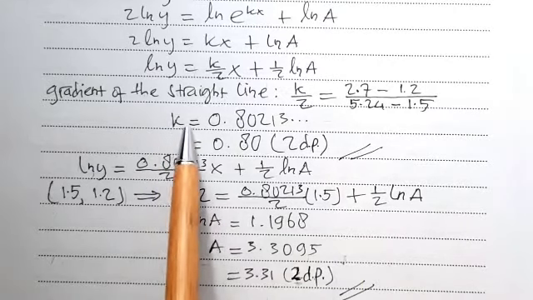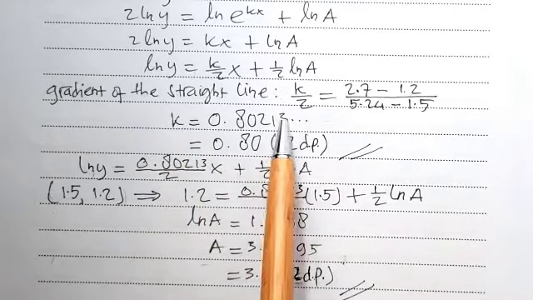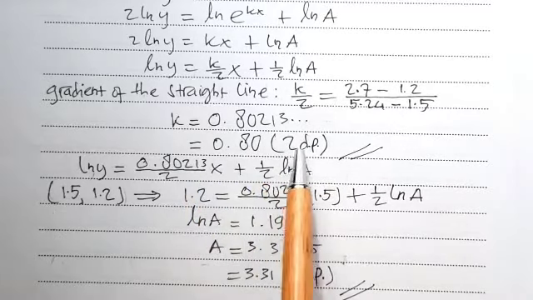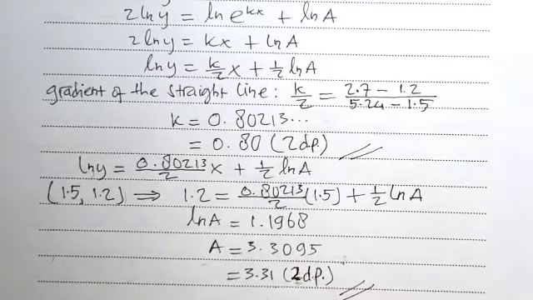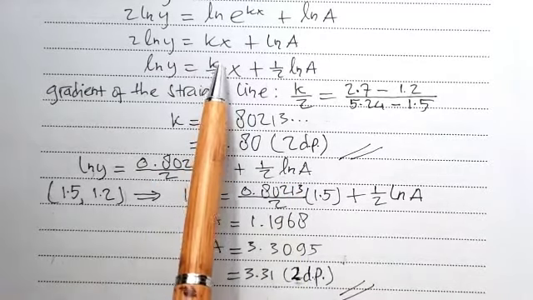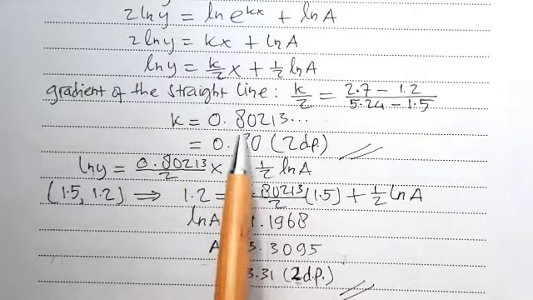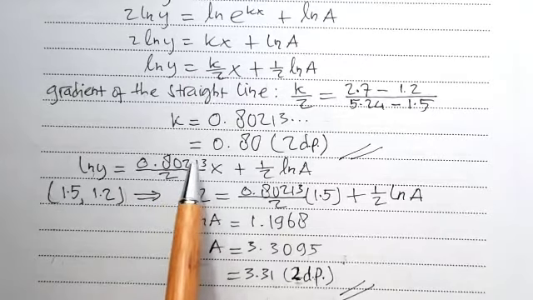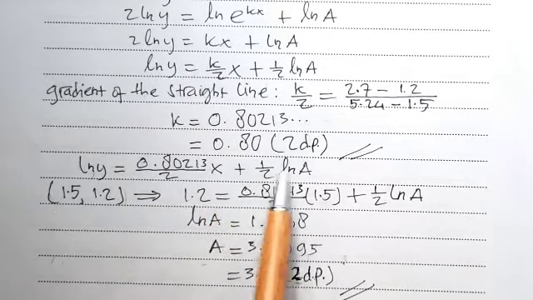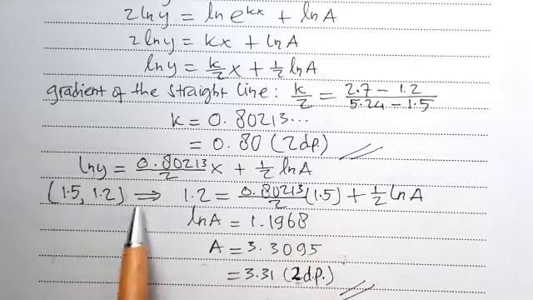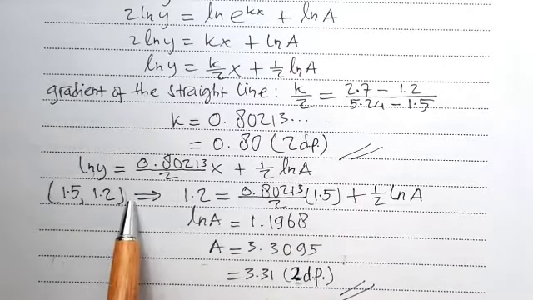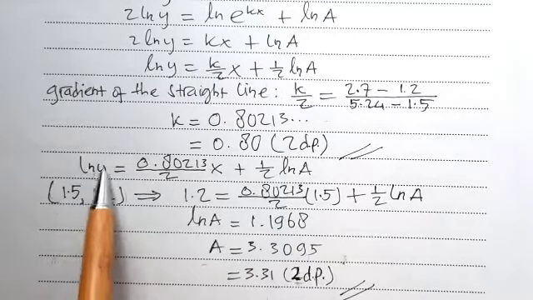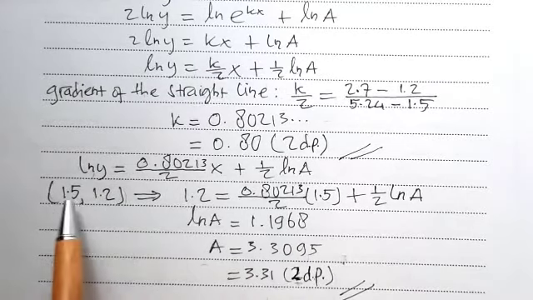Further calculation, we obtain k is 0.80213 etc., which equals 0.80, correct to 2 decimal places. Now we substitute k by this value, thus ln y equals 0.80213 over 2 x plus half ln a. We substitute one of the points already known, that is (1.5, 1.2).